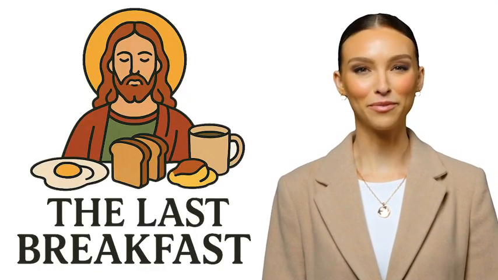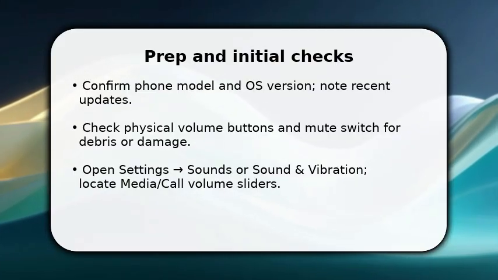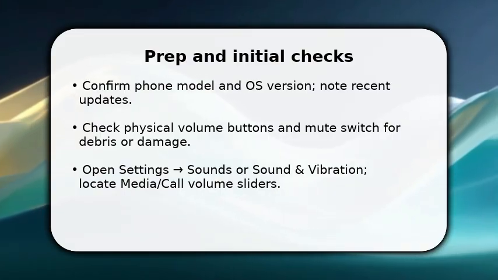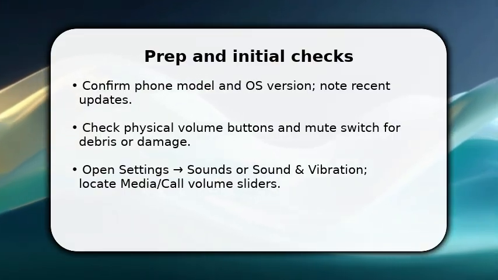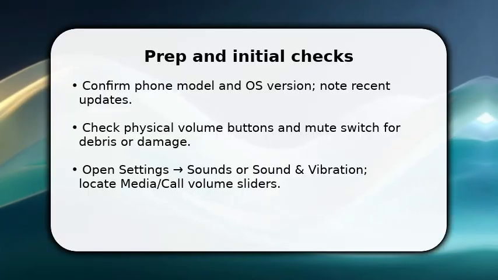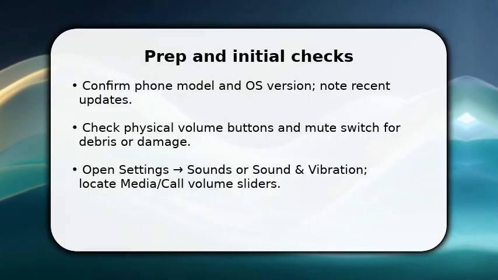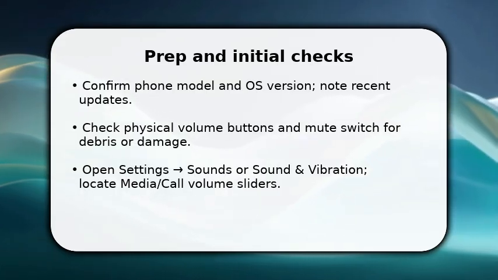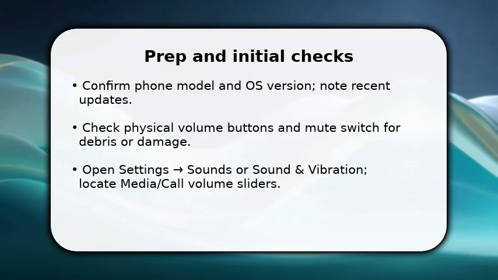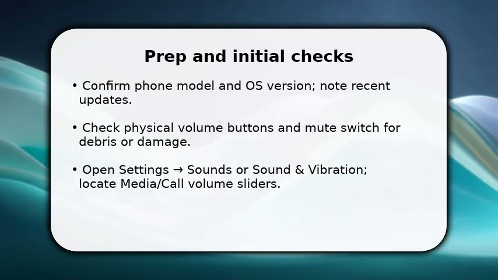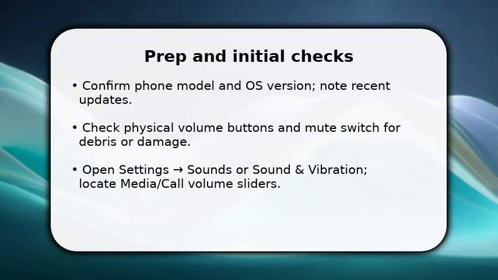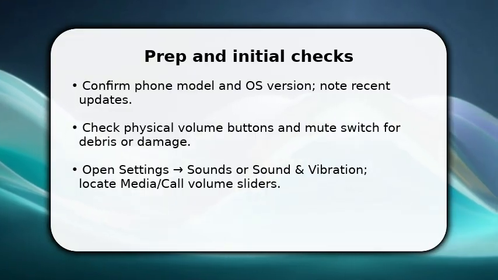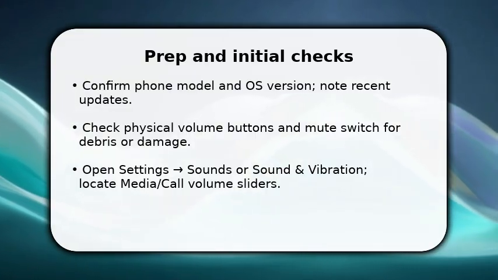Please enjoy the video. You start by confirming your phone model and OS because settings and menus differ. Once done, inspect the physical volume buttons and any mute switch for dirt or stuck positions. Make sure you open settings and go to sounds or sound and vibration so you can see the media and call sliders. You want to rule out hardware jamming before changing software. If buttons feel stiff, gently clean edges.